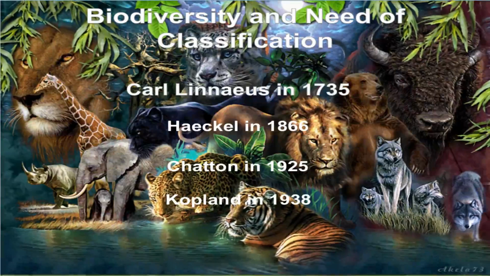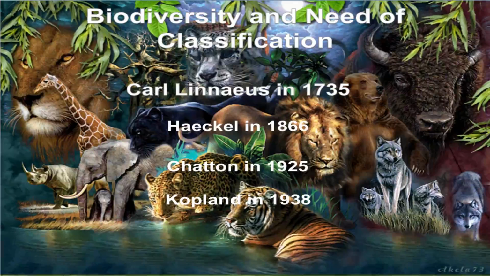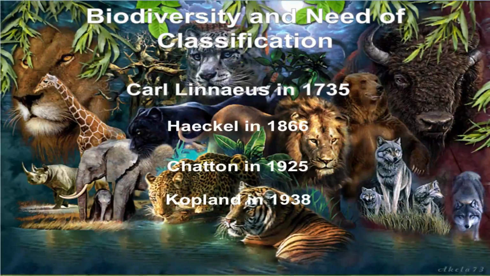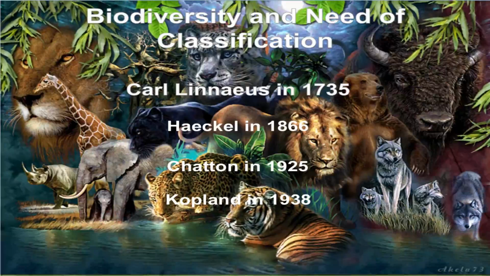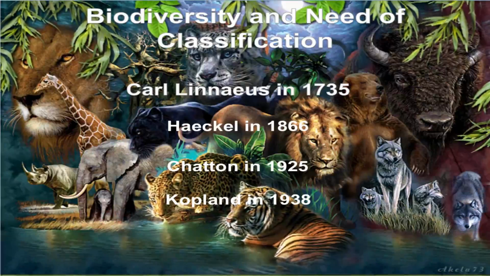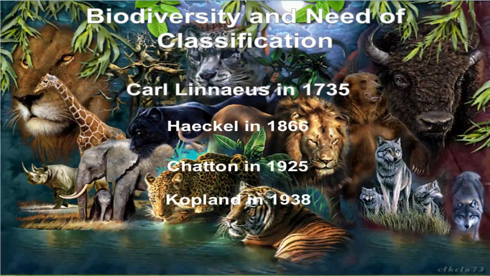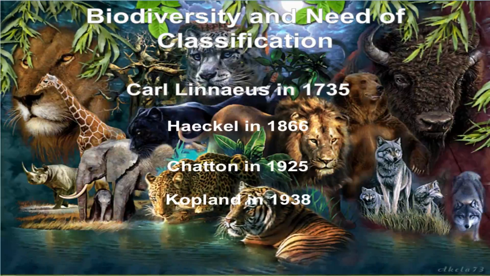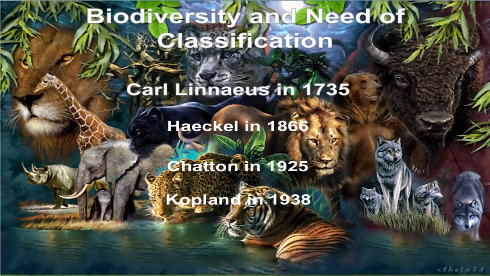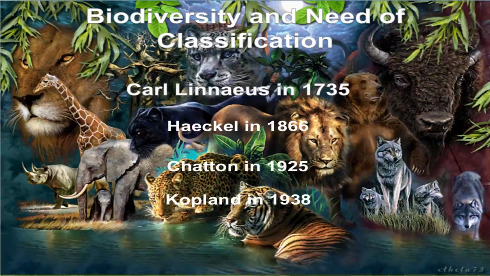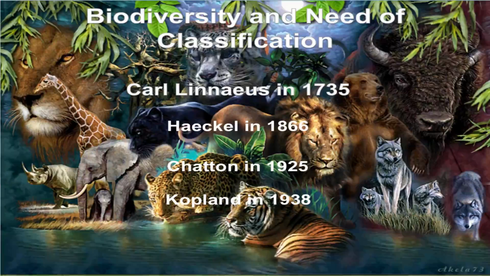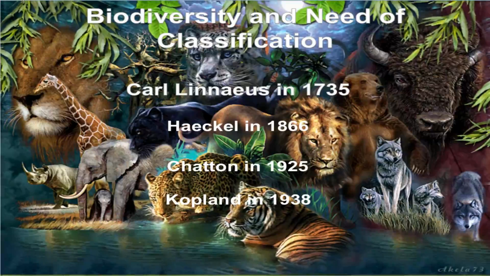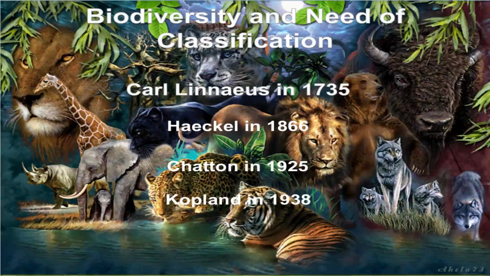Here, as per the history of classification, many scientists, as per their survey and research, found something different. Let's see what they found. First of all, Carl Linnaeus in 1735 found 2 kingdoms, Vegetalia and Animalia. Then Haeckel in 1866 found 3 kingdoms: Protista, plants and animals.